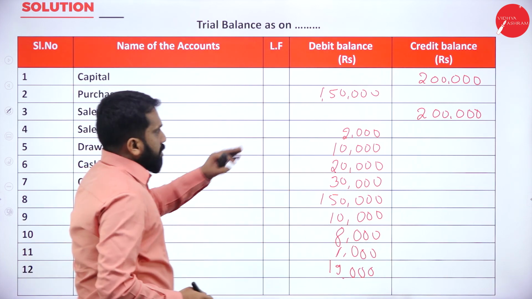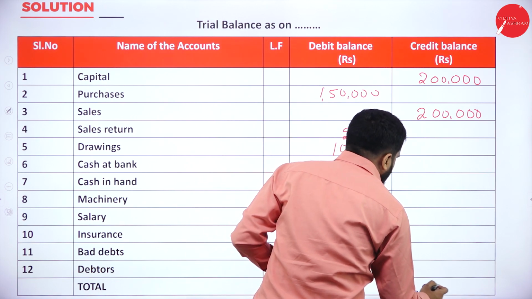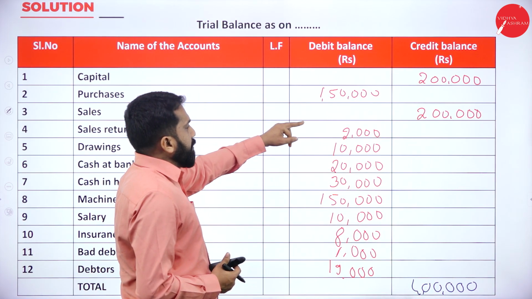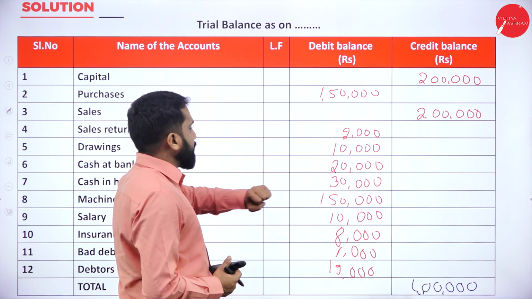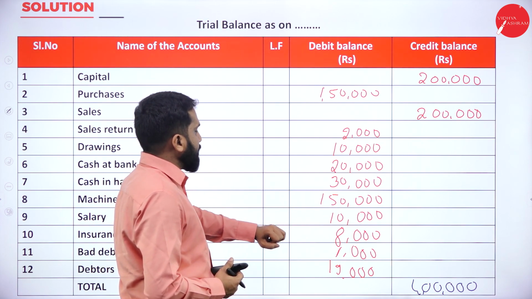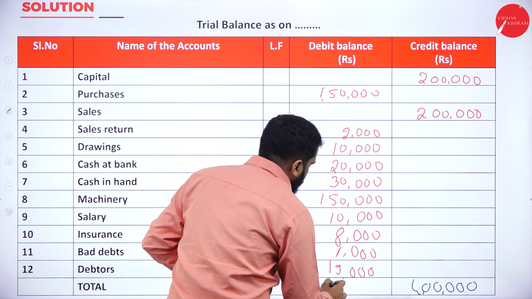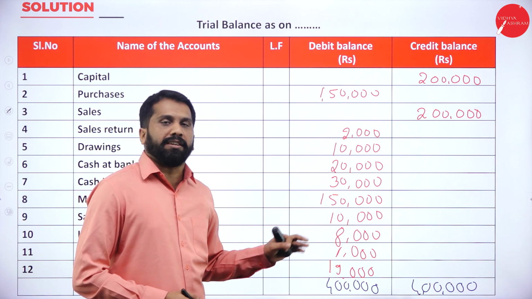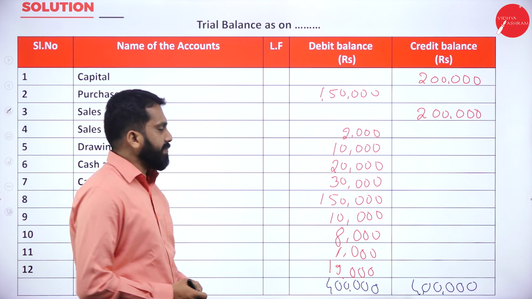We'll check the total. So credit side, it is easy to calculate. 2 lakh plus 2 lakh, it is 4 lakh. Your debit side must be 4 lakh. We'll check whether it is correct or wrong. 1 lakh 50, 1 lakh 52, 1 lakh 62, 1 lakh 82, and 2 lakh 12,000, and 3 lakh 62, 3 lakh 72, 3 lakh 80, yes, 4 lakh. So what is your total? 4 lakh on both the sides, your debit as well as credit. So this is all about your trial balance.